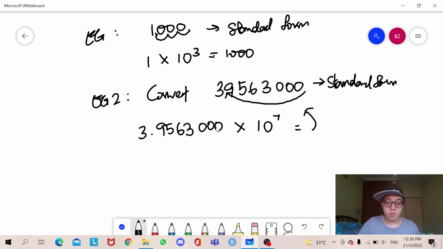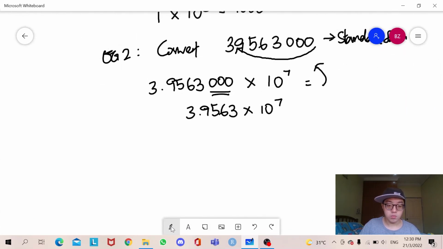However, we can ignore all these zeros at the back, so we will write 3.9563 times 10 to the power of 7. All right, so this is the answer for converting this big number to standard form.